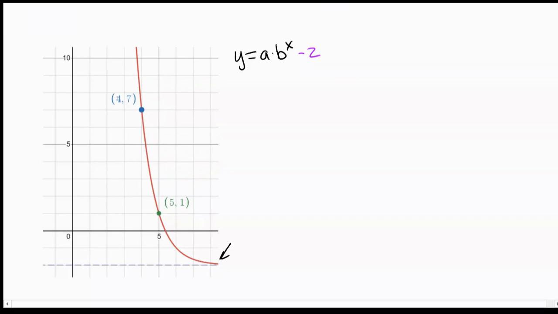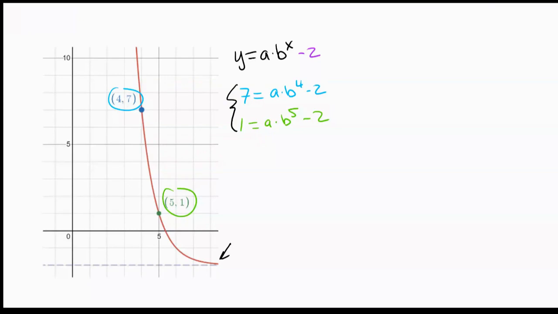Now I'm going to use these other 2 points to help me by plugging them into the equation and then solving a system. So my first point, I'm plugging in the y value of 7, the x value of 4. Then I'm plugging in the second point, the y value of 1, the x value of 5. Now I can look at this as a system of equations and solve for a and b, which will give me my equation. So first thing I'm going to do here is use substitution, meaning I'm going to find what a is equal to and then plug it into that second equation.